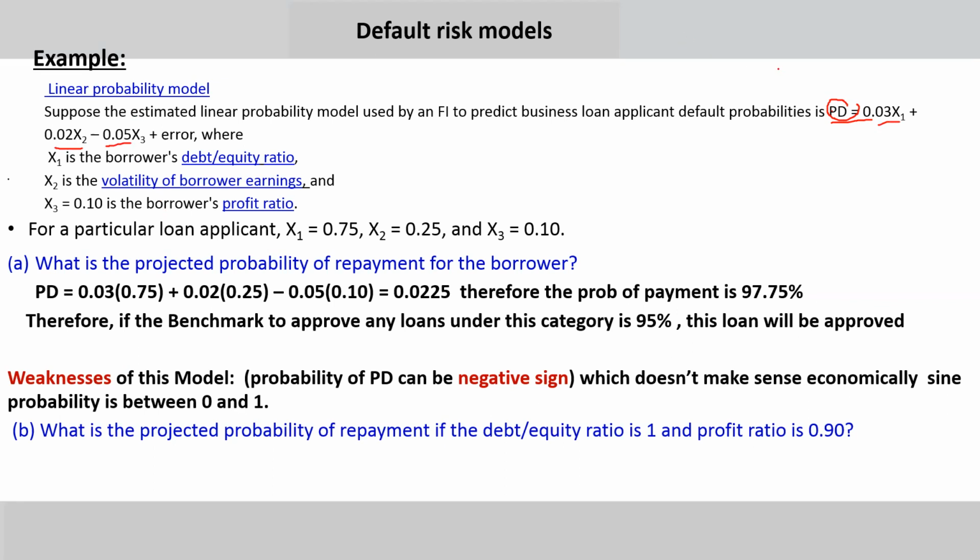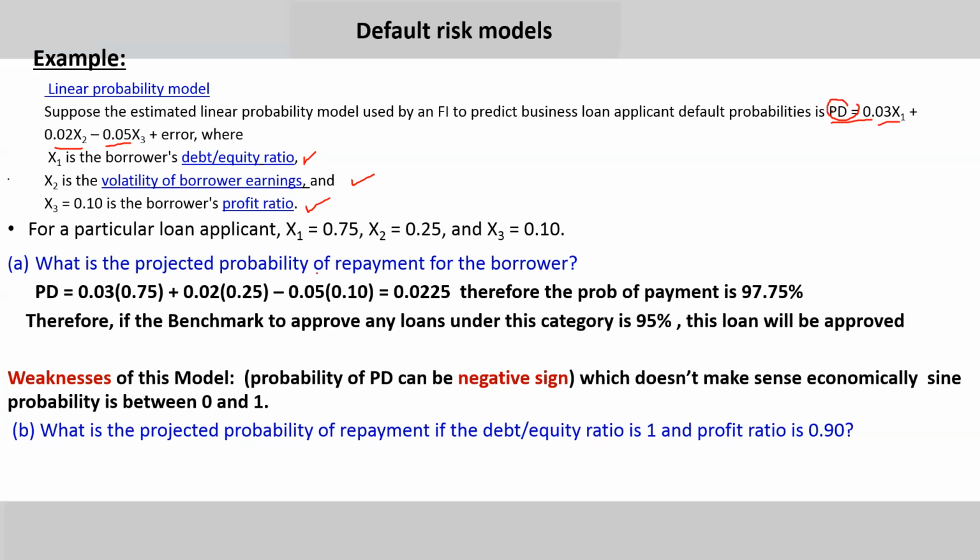So when you calculate the probability of defaulting, what is x1? Now you look at the financial report. It's debt over equity. What is x2? It's the volatility of the borrower's earnings, and you can calculate it from the standard deviation of the earnings. And you can talk about the borrower's profit ratio. So you have leverage, you have volatility, and you have profit ratio. These are the three factors you want.